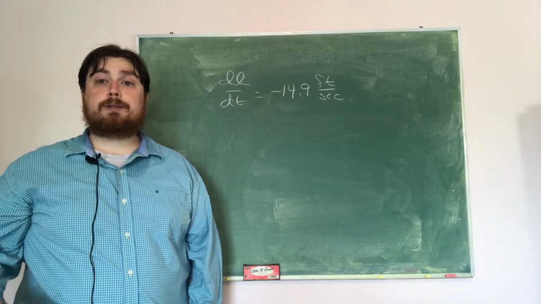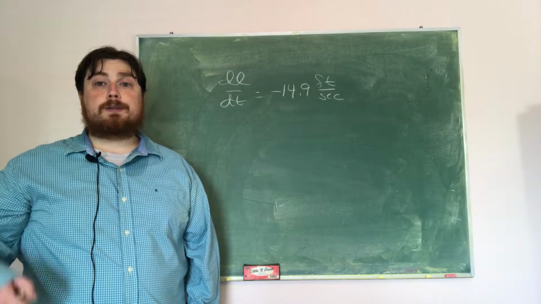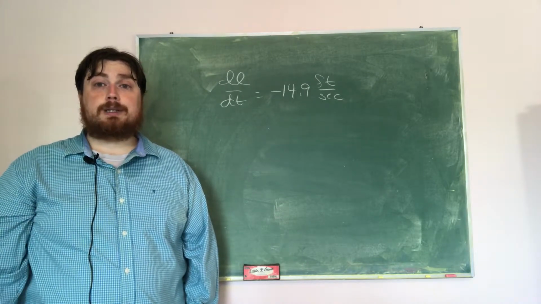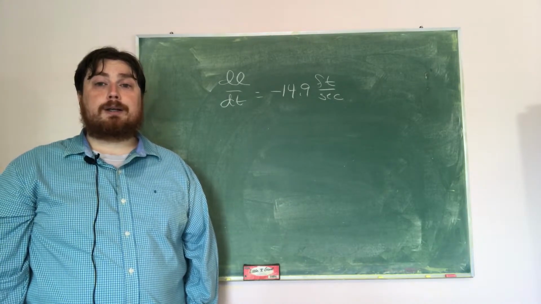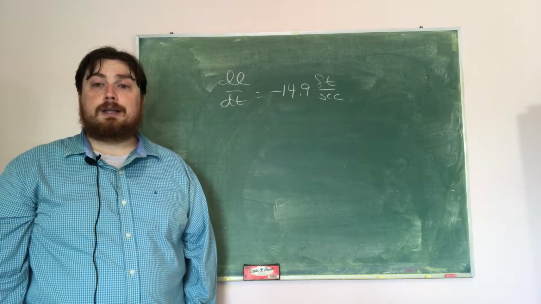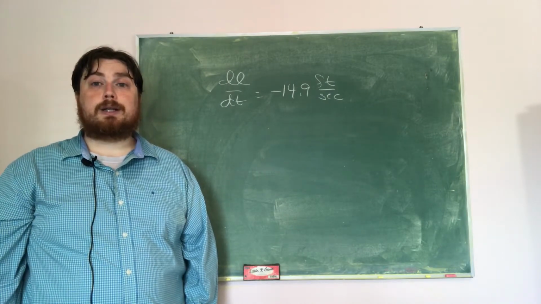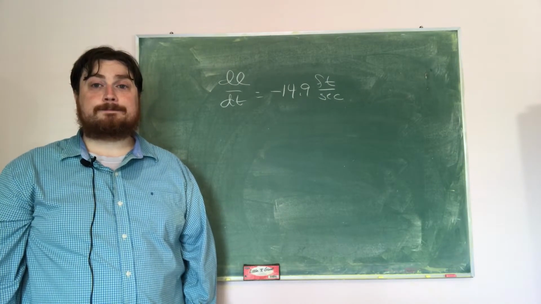Now if we go back and try to answer our original question, I would say that in order to keep the fish line taut, we need to reel the line in at a rate of 14.9 feet per second. And that's what we would need to do in order to keep the fish on the line so that it doesn't spit out our hook.